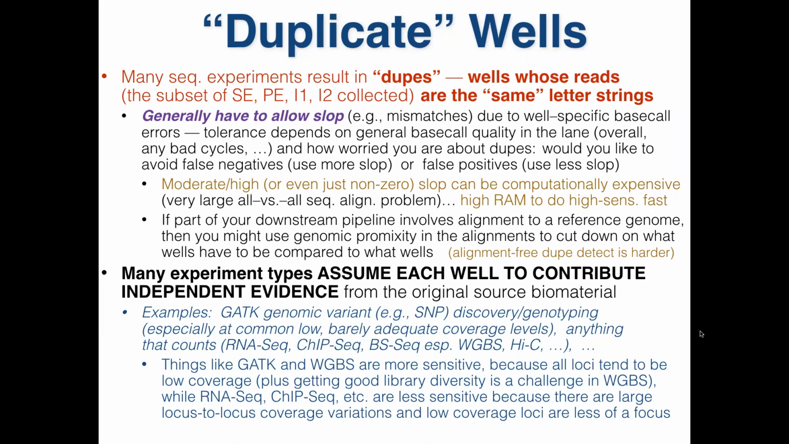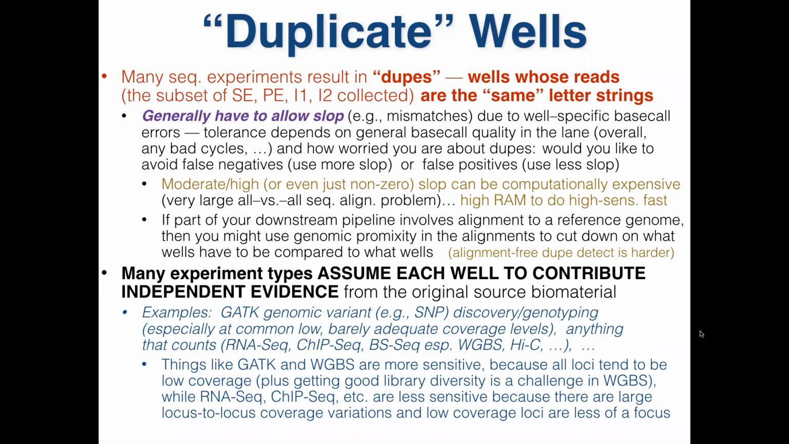You don't really have to make discovery, you're just doing genotyping. You may be running a barely sufficient coverage. And then duplicates could become a real problem because even small duplicates of a particular locus could change your idea of the genotype, because you're assuming that each read is an independent observation.